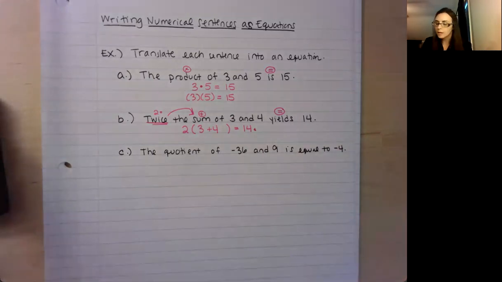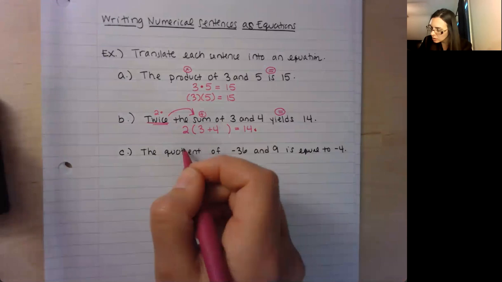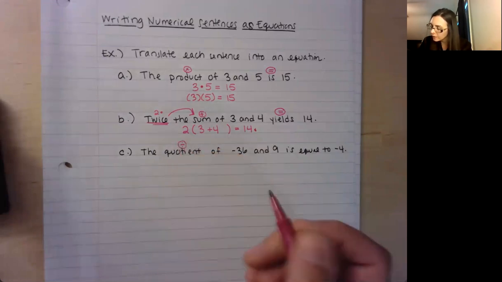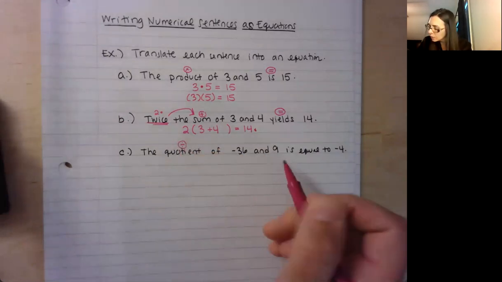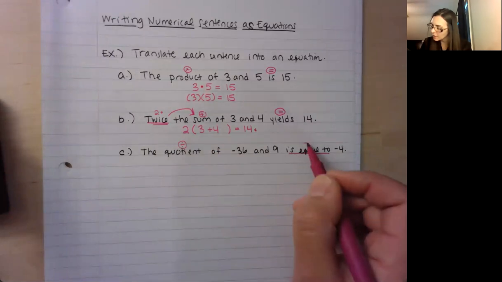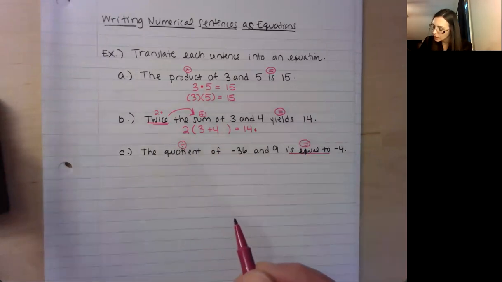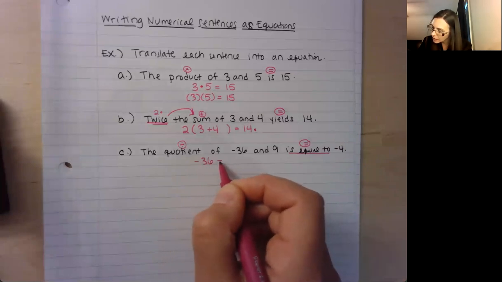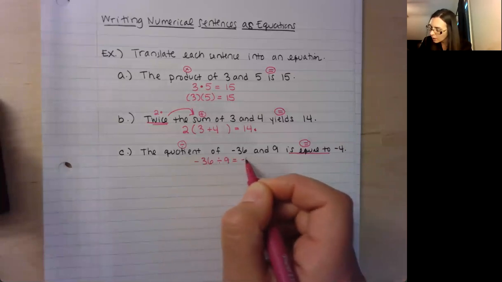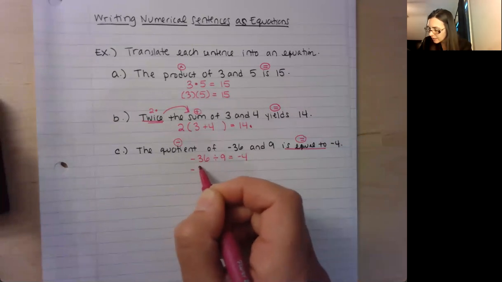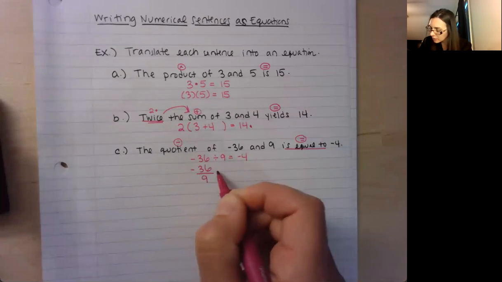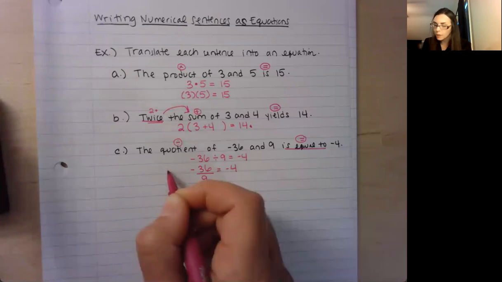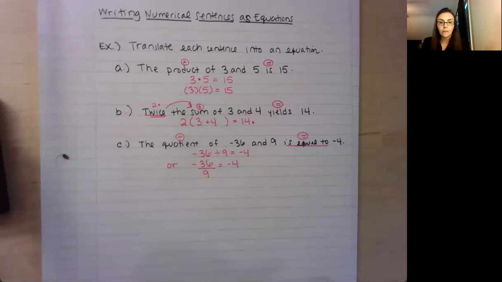And one more of this style. So quotient represents division. So the quotient of negative 36 and 9 is equal to, obviously represents equality there as well, negative 4. So we can write this as negative 36 divided by 9 equals negative 4, or negative 36 divided by 9 equals negative 4. So both of those are correct ways to represent the quotient.